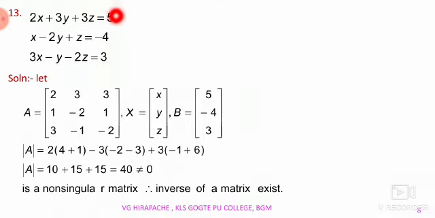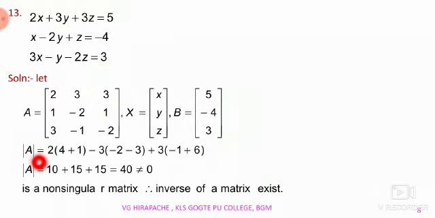Now this system of algebraic equations, let me express in matrix form. Let A be equal to: the first row elements are 2, 3, 3; the second row elements are 1, minus 2, 1; the third row elements are 3, minus 1, minus 2. Therefore, the variable matrix is x, y, z, and the constant matrix contains the constants 5, minus 4, 3 in column form. Let me check whether this matrix is singular or non-singular.